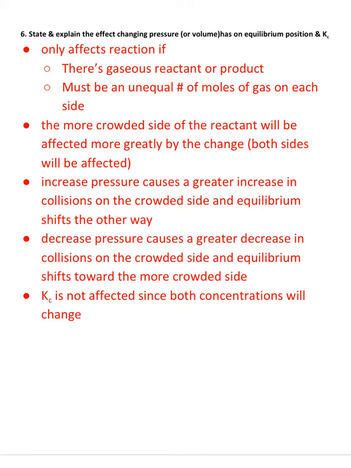Kc is not going to be affected since both concentrations are going to be changed. So initially when you look at Kc, let's say you increase pressure, so the more crowded side has more collisions, but then that forms more of whatever of the less crowded side. So both product and reactant are going to have a change in concentration, and the ratio is going to remain the same.